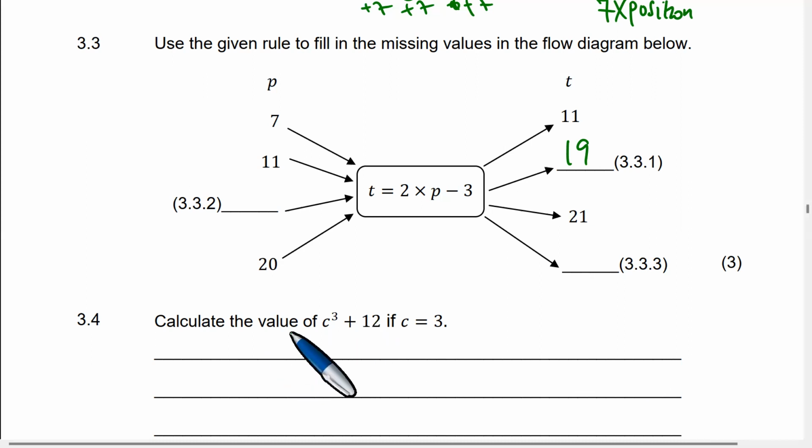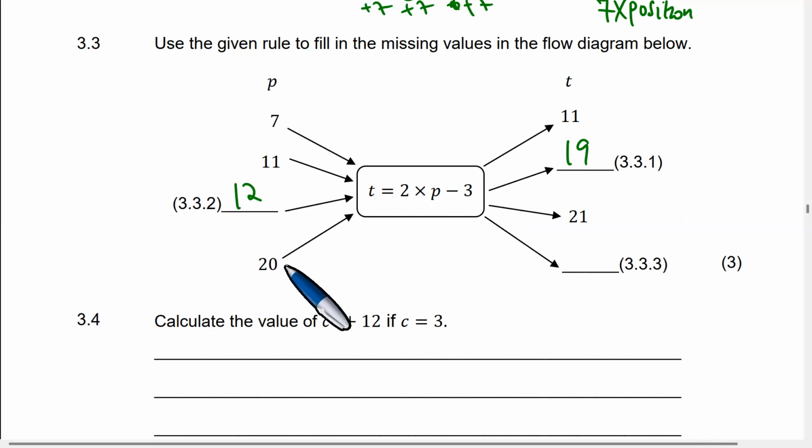Right. So that is the value of c cubed plus 12. Okay, we're here at 3.3.2. What number can produce 21? There's an input that is going to have this output. Is it 15? Let's check. 2 times 15 is 30. 30 minus 3 is 27. It must be 21. So is it 12? Let's check. 2 times 12 is 24. 24 minus 3 is 21. So yeah, the number is 12.